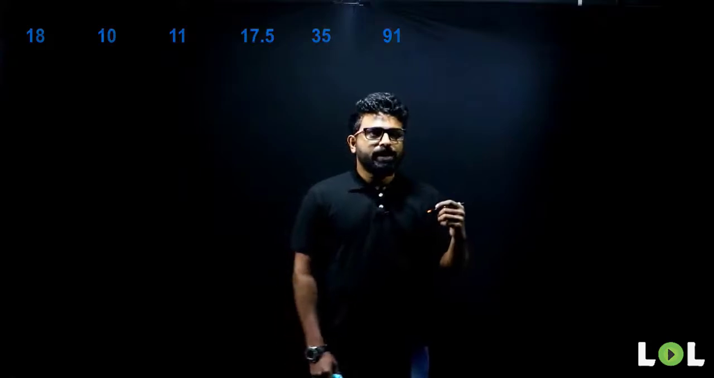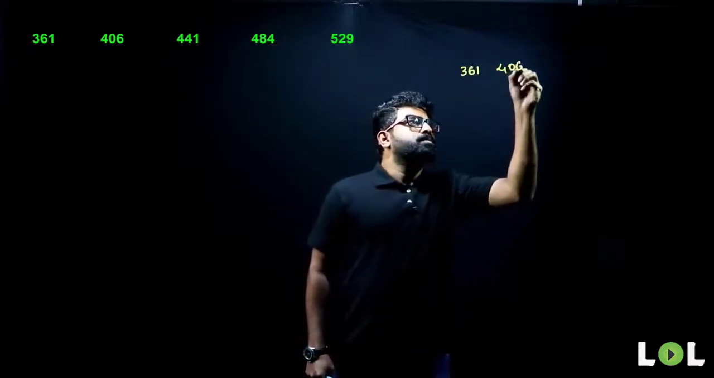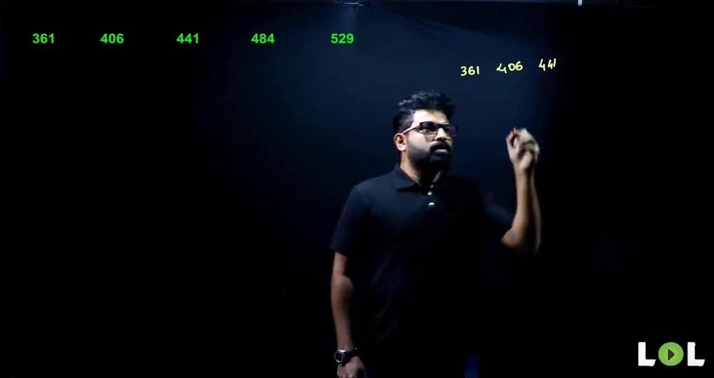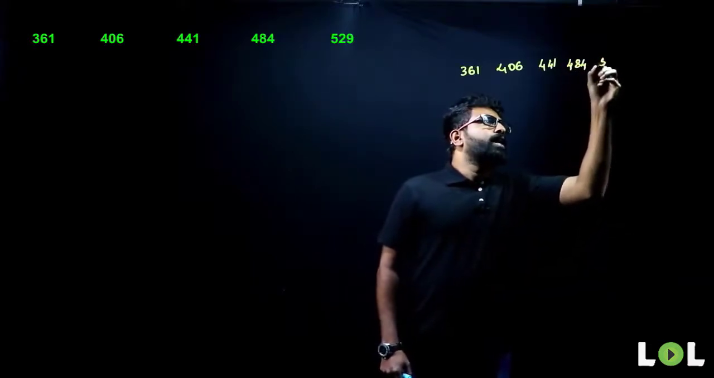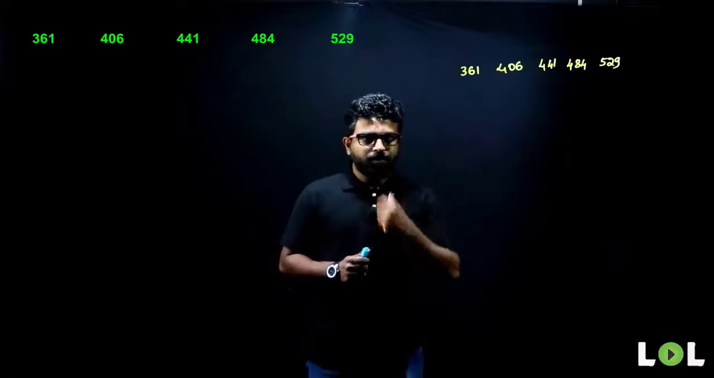What is our next question here? Next question is 361, 406, 441, 484 and 529. When you look at these numbers, can you find any logic in it? I want your answers, people. Can I find any logic here?